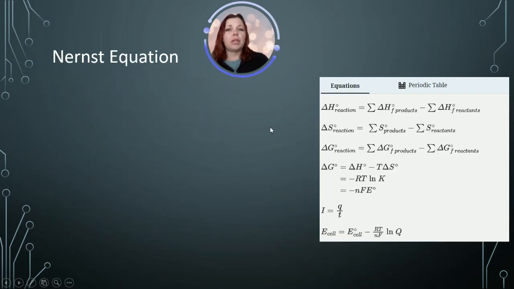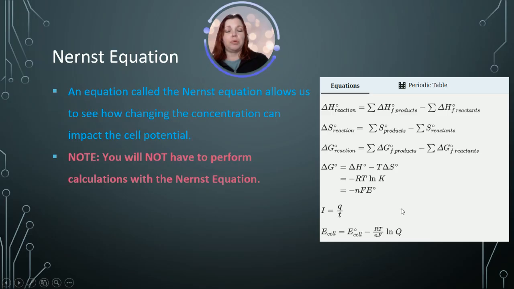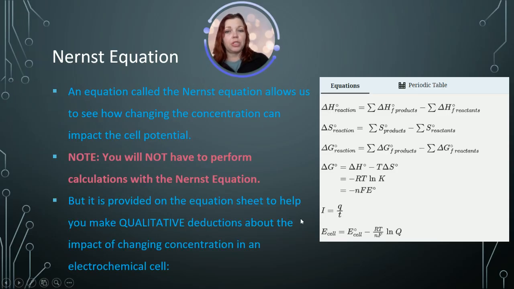Okay, and so this is an application of something called the Nernst equation. So the Nernst equation shows us how changing the concentration can impact the cell potential. It is on the equation sheet, as you can see down here. You will not have to perform calculations with the Nernst equation, but it's provided on the equation sheet to help you make qualitative deductions about the impact of changing concentration in electrochemical cells.